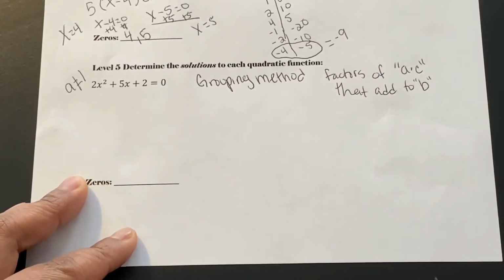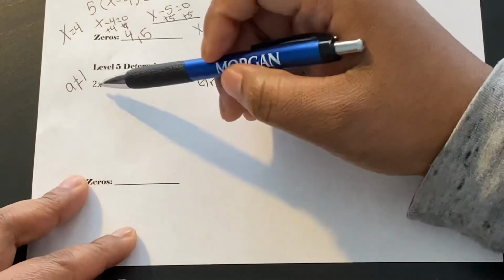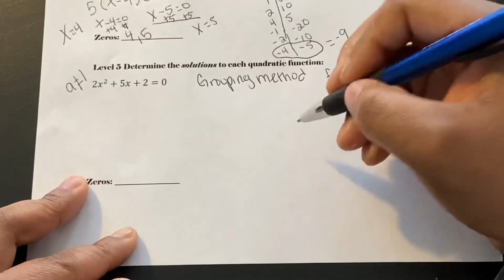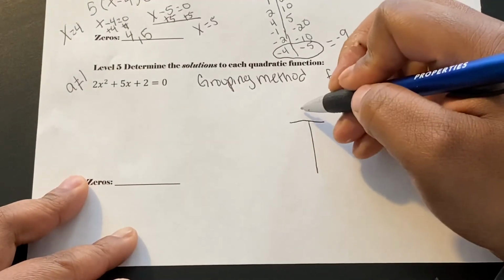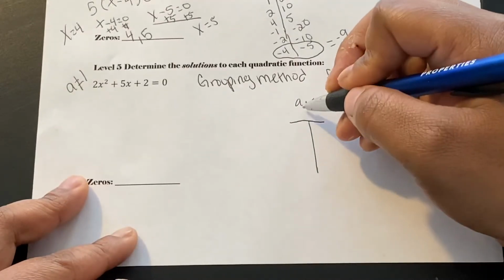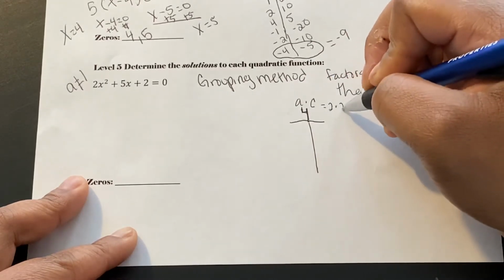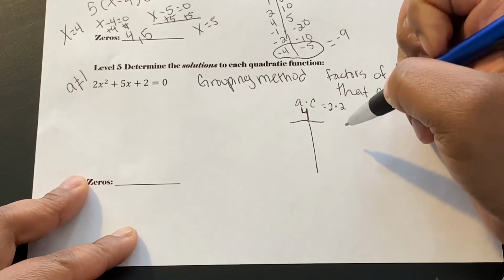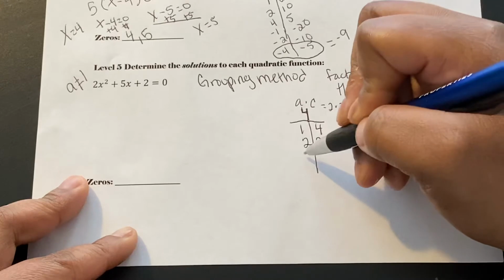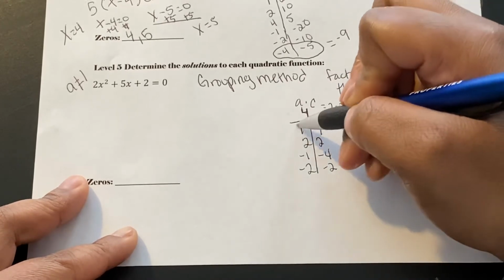Okay. This is when you have to find the factors of A times C that add to make B, when you cannot by any means make that A term 1. So A times C is 2 times 2, which is 4. Okay, so I need to find the factors of 4 that add to make 5, which are going to be 1 and 4, 2 and 2, negative 1, negative 4, negative 2, and negative 2. And the factors are 1 and 4.